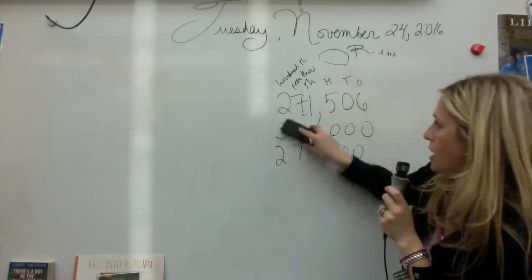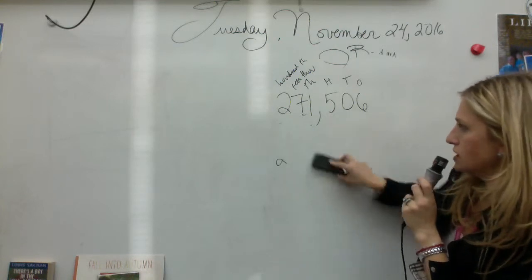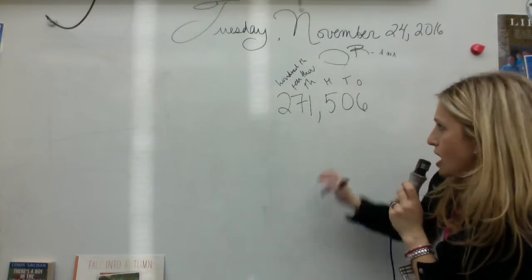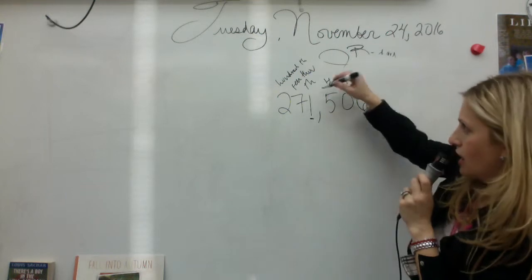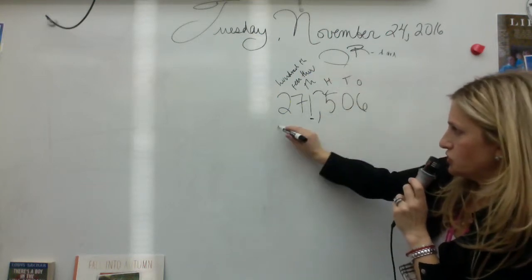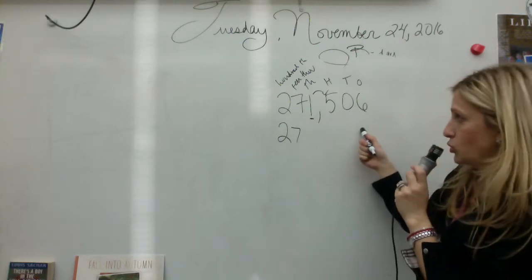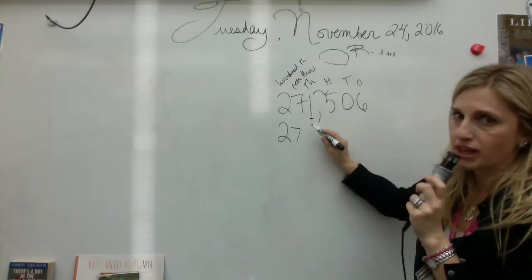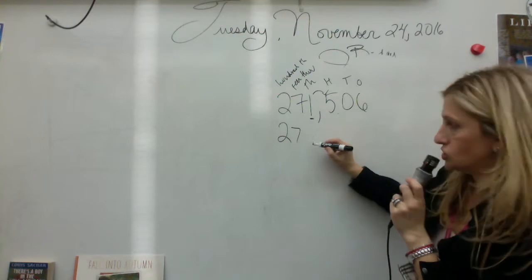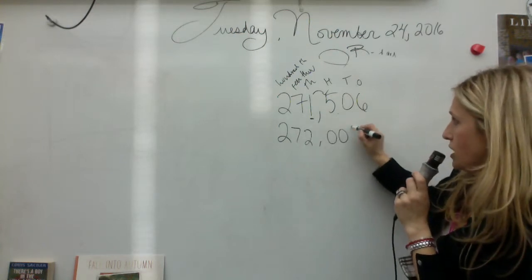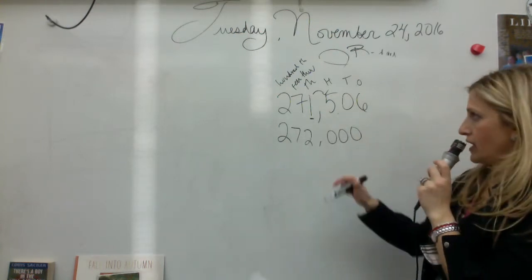Let's say I already rounded to the 10,000s. I'm now rounding to the thousands. I look to the right. So the 2 and the 7 are not affected. Anything after the place value is what is affected. The 5 makes the 1 become a 2, and everything else is a 0.